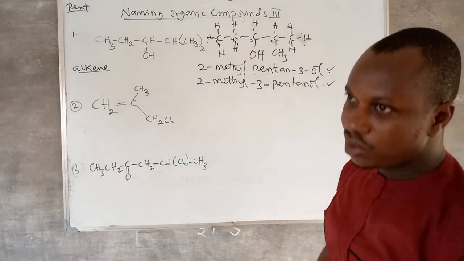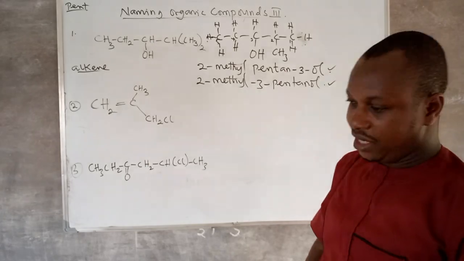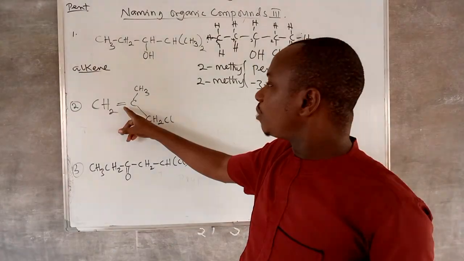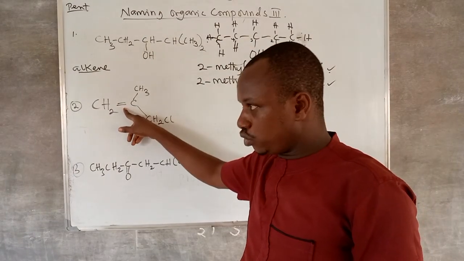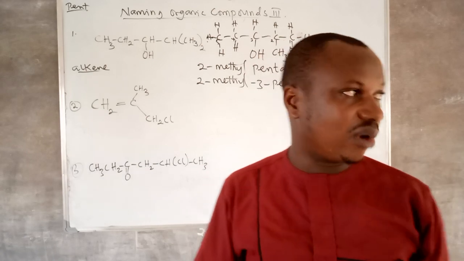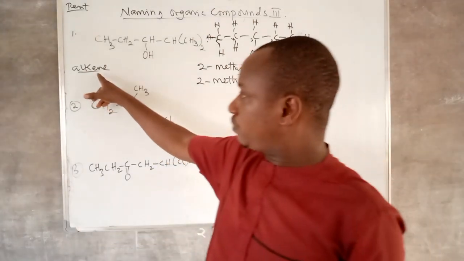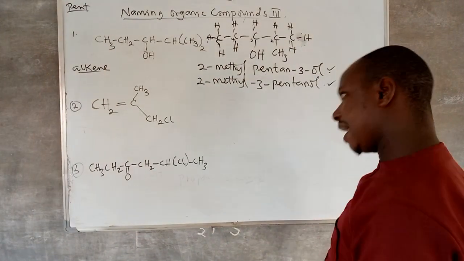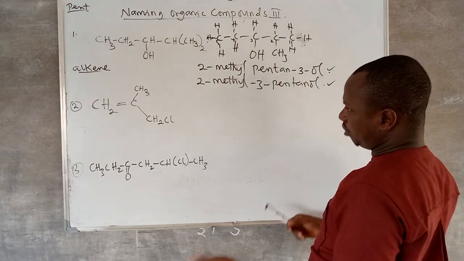How do I know that it belongs to alkene? That is why you need to know the functional groups. It is because of the presence of a double bond. Any compound that has a double bond belongs to this family of organic compounds called alkene.